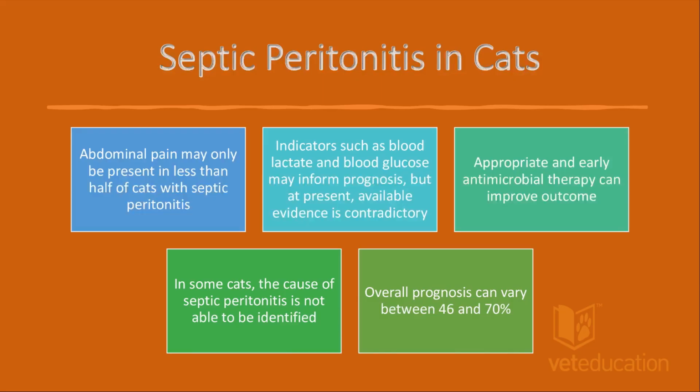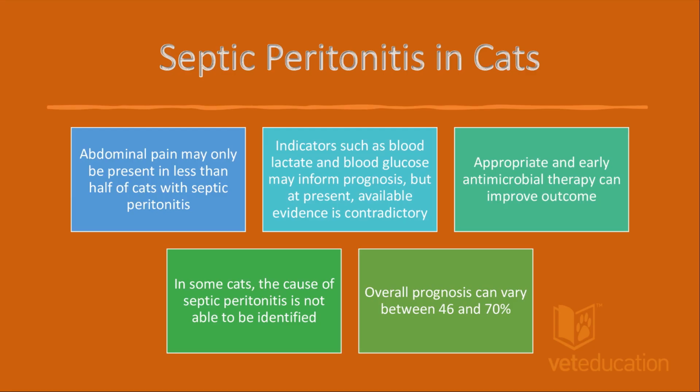So the take-home messages for septic peritonitis in cats. Abdominal pain may only be present in less than half of cats with septic peritonitis, 38% in that first study we looked at. Indicators like blood lactate and blood glucose might inform prognosis, but we don't have enough evidence to say that high blood lactate equals you're more likely to pass away from your disease. So, you have to take the blood test results in conjunction with what else is going on in the patient. Clinically, how are these patients going?